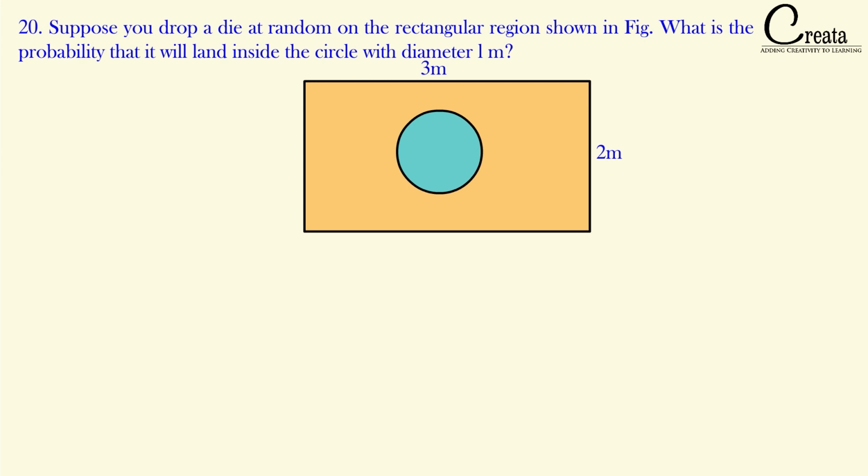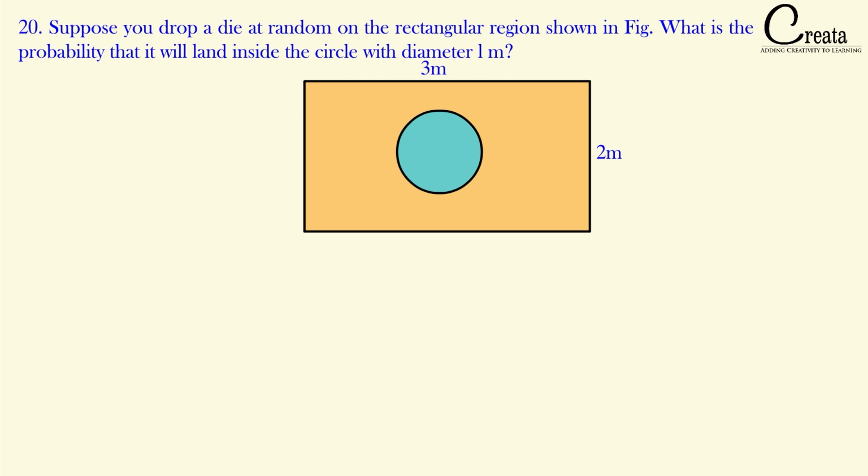Suppose you drop a die at random on the rectangular region shown in the figure. What is the probability that it will land inside the circle with diameter 1 meter? So we have the figure. The rectangular region is given as 3 by 2 and the circle is also given whose diameter is 1 meter. One die is rolled on this rectangular region. What is the probability that this die will land in the circular region?